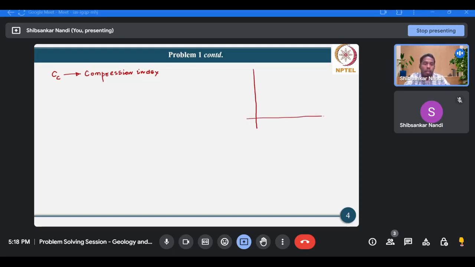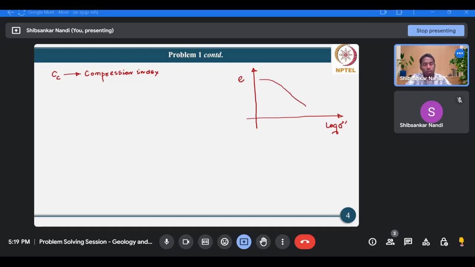Compression index is basically defined by the gradient of the lower linear portion in the e log sigma plot. So this is the pressure versus void ratio plot. This is a semi logarithmic plot because e is on the normal arithmetic scale, and sigma prime is plotted on the logarithmic scale. That's why it's called a semi logarithmic plot.